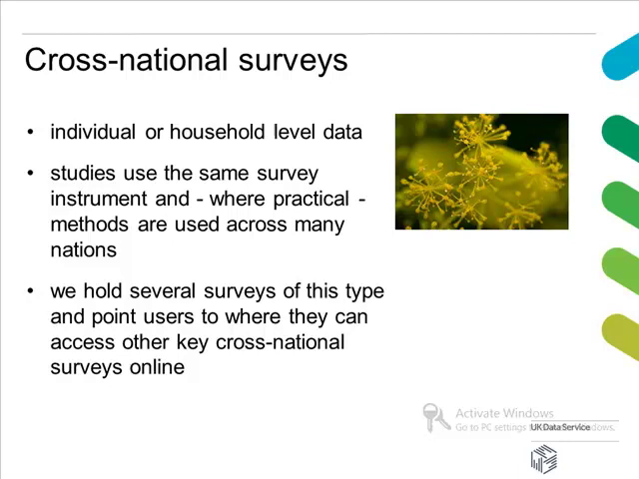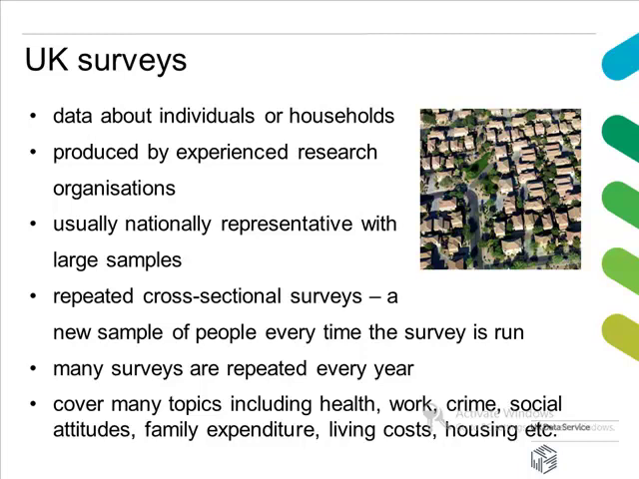We have a large number of UK surveys. These are mostly produced by or on behalf of the UK government. Again, these survey data are individual level or household level, sometimes family or other levels. They are produced by organisations like the Office for National Statistics, who are very experienced research organisations who have paid a lot of money to produce these data, so they're very reliable. They tend to be nationally representative and they have very large samples.